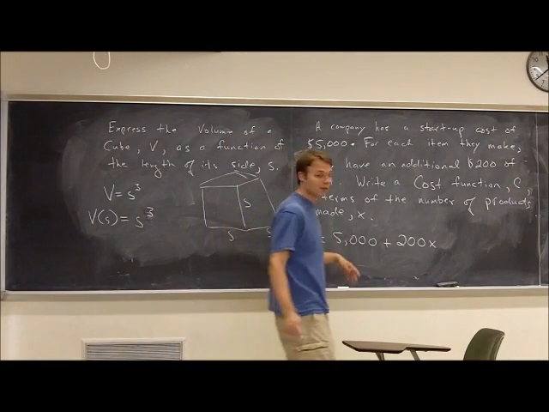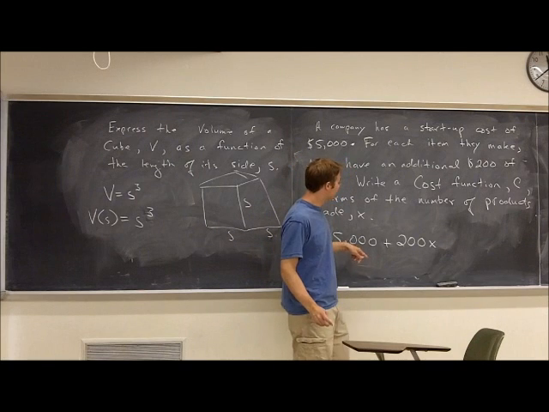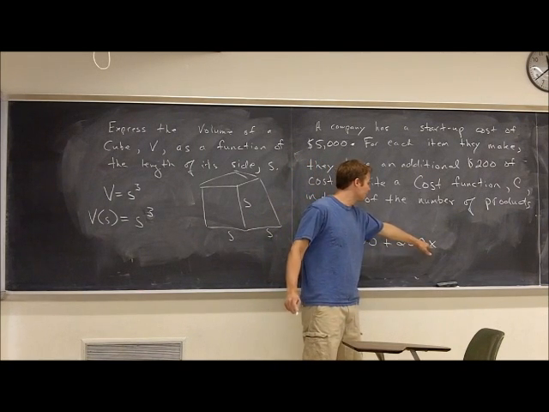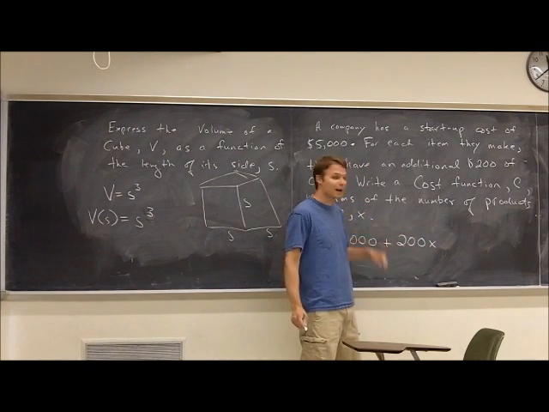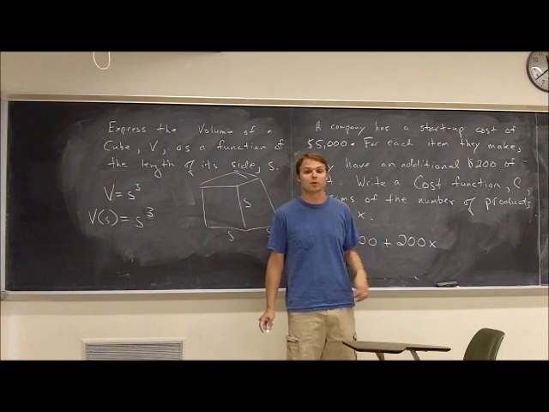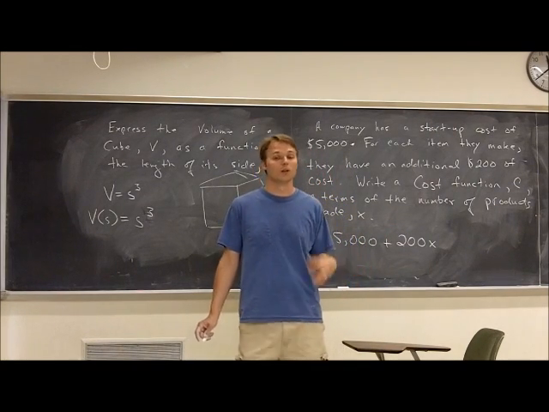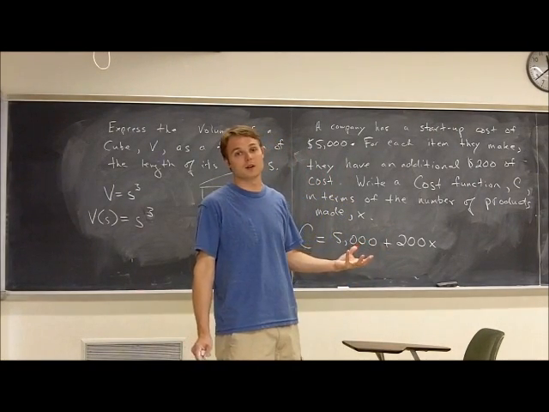If I make 10 objects, for example, then I would put in X equals 10 here, and be 10 times 200, so 2,000 plus 5,000. So it would cost me $7,000 total to make 10 of these products.